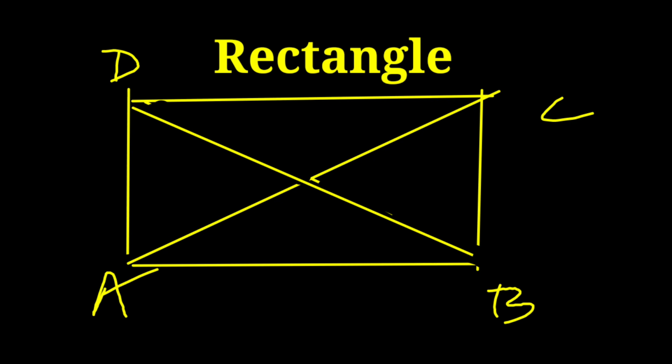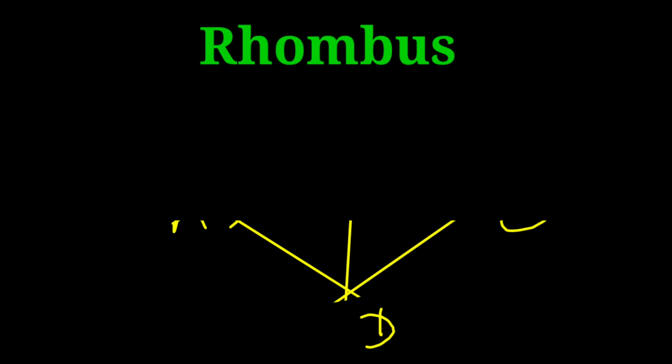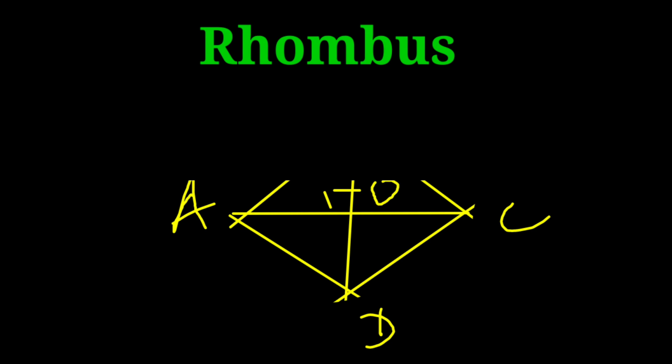So it is coming under the quadrilateral. Various forms of quadrilateral you are learning. Now we are going to know about the rhombus. That's another interesting thing you have to know. Rhombus. This is the diagram of the rhombus. This is a square but not the square.